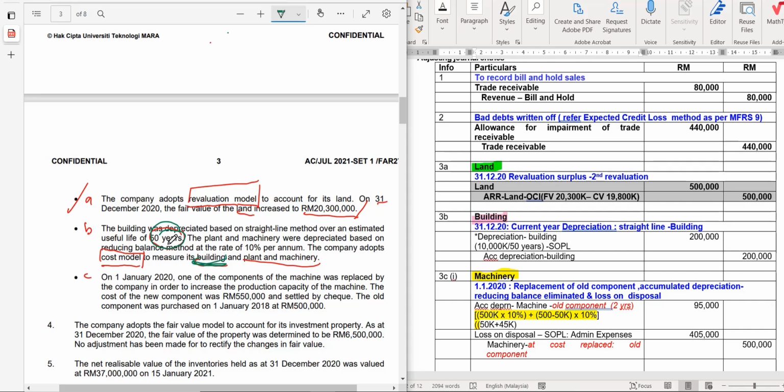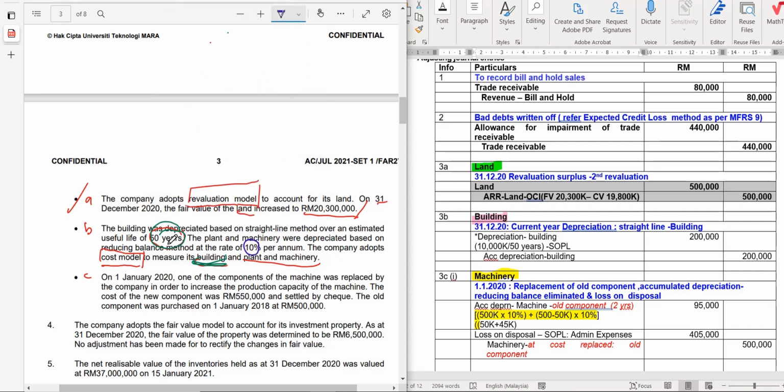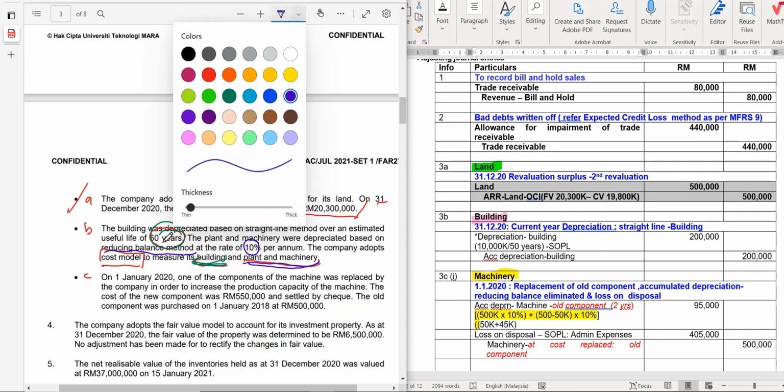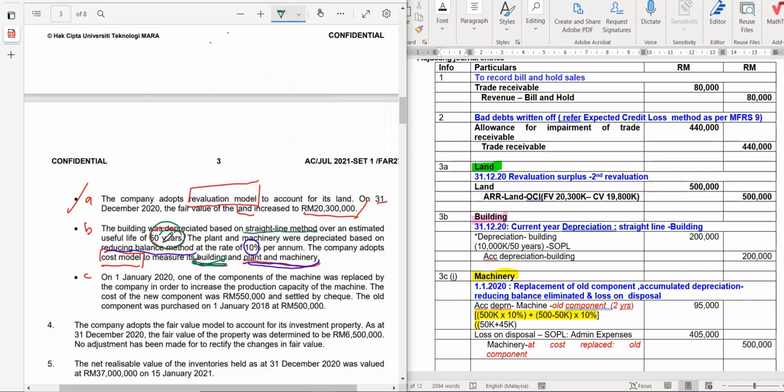And for the plant and machinery, it was 10% per annum. So plant and machinery, it was 10%. And if you can see, plant and machinery uses the reducing balance method, and the building uses the straight line method. So we will have to make sure that we calculate them correctly for both.